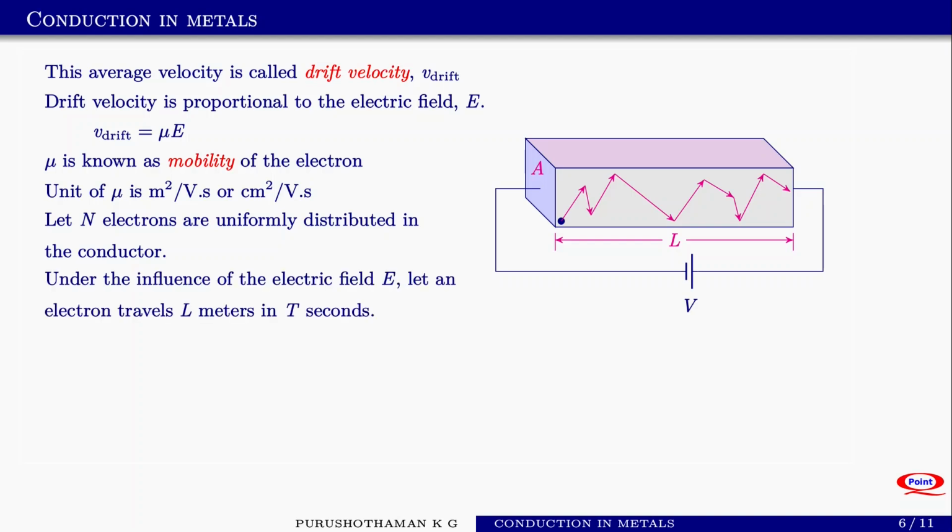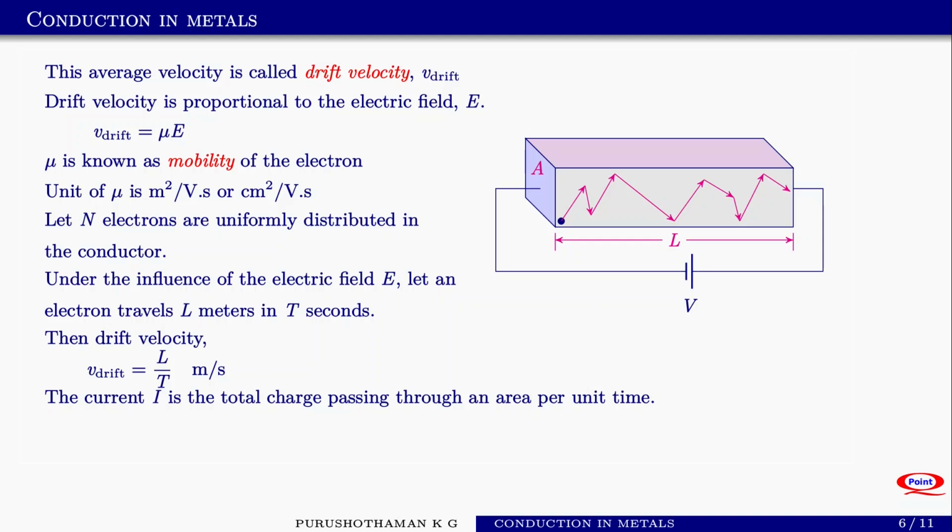Under the influence of the electric field, let an electron travel L meters in t seconds. So you can calculate the velocity. The drift velocity is then v drift equal to distance traveled by time, L by t meter per second. Because we have an electron moving from one side to the other side, there will be a current. The direction of the current is opposite to the direction of flow of electrons.